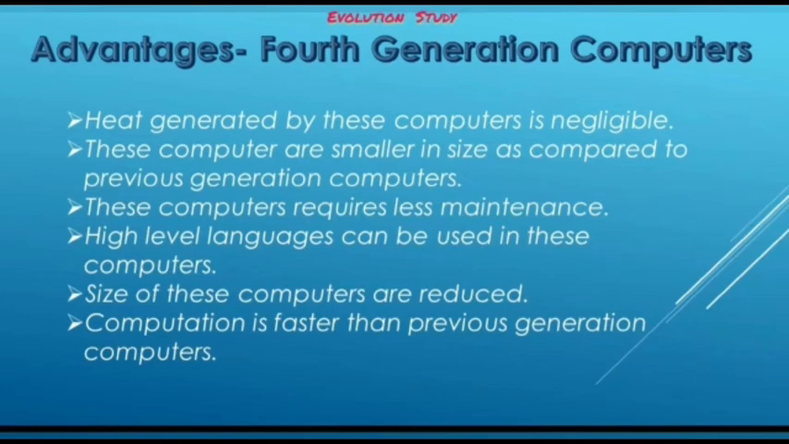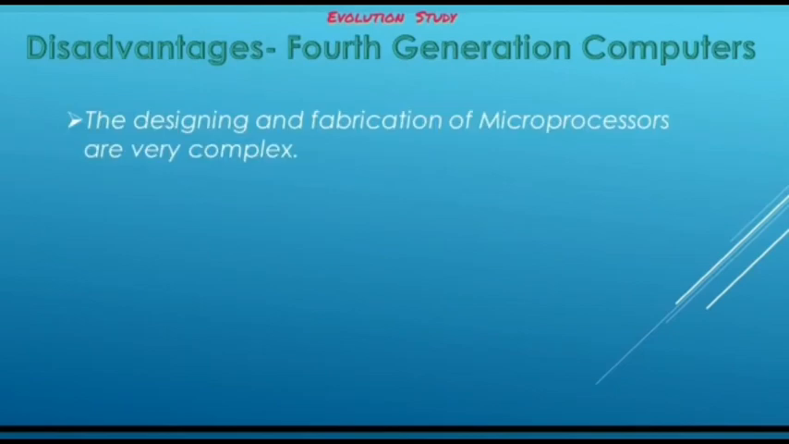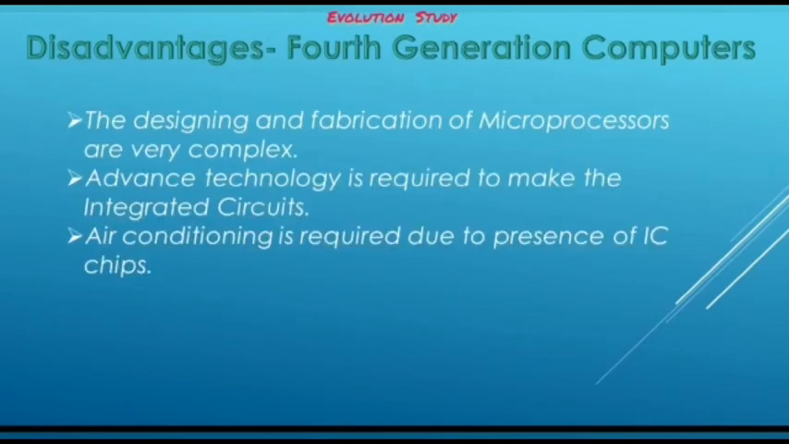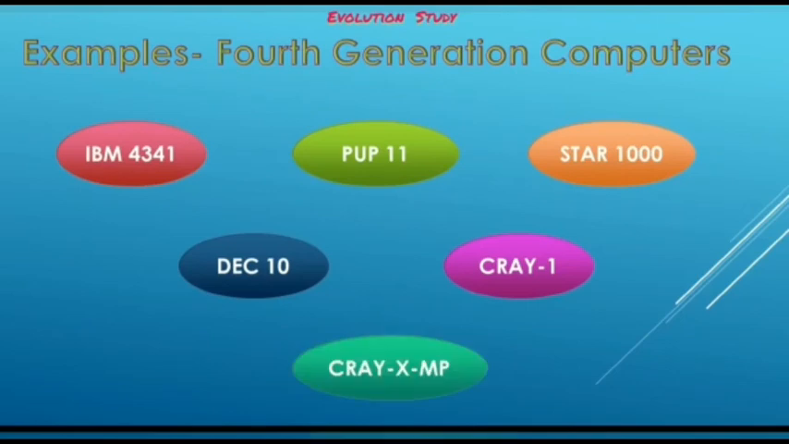Size of these computers is reduced. Computation is faster than the previous generation computers. Disadvantages. The designing and the fabrication of the microprocessors are very complex. Advanced technology is required to make the integrated circuits. Air conditioning is required due to the presence of IC chips. Now what can be the examples of fourth generation computers? IBM 4341, PDP-11, Star 1000 and DEC 10. Cray XMP is also an example.